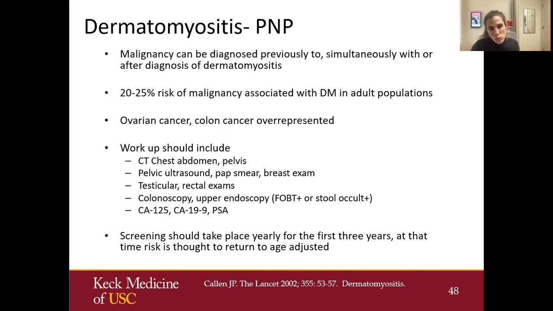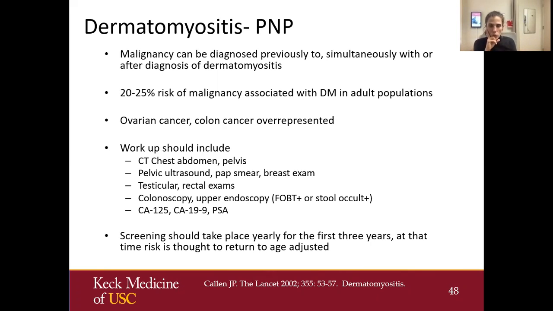So most of us do chest CT, abdomen, pelvis. For women, order pelvic ultrasound, pap smear, breast exam. For men, also testicular and rectal exams. Usually we do colonoscopies and upper endoscopies as well. We don't order a lot of tumor markers anymore because, as you guys know, they can be quite confusing.